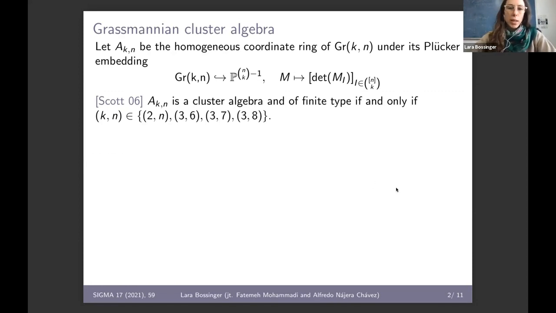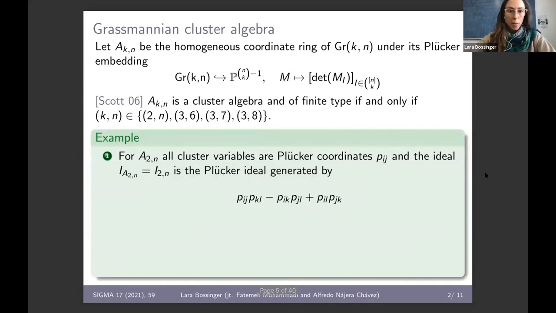So then we can apply the theorem from the slide before and ask what's this ideal that represents the cluster algebra. And in the case of the Grassmannian (2,n), this is a very nice ideal. It's simply the Plücker ideal. So in this case, the Plücker coordinates P_ij, that are the coordinates on this projective space, are all the cluster variables. And the ideal representing the cluster algebra is exactly the Plücker ideal generated by these three-term relations that are exactly the exchange relations. So the middle term being the product of the exchangeable cluster variables.